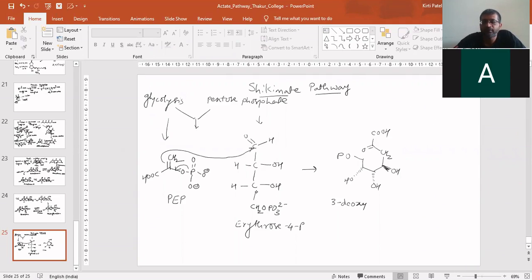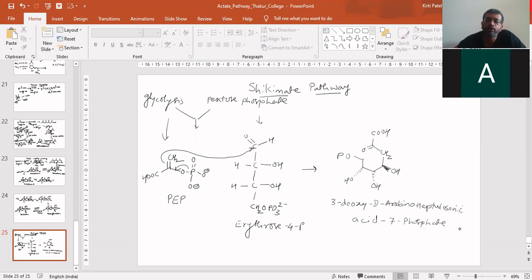3-deoxy D-arabino heptulosonic acid. We will just eliminate this box. This heptulosonic acid 7-phosphate. At the 7th carbon there is a phosphate group, so it is 7-phosphate.